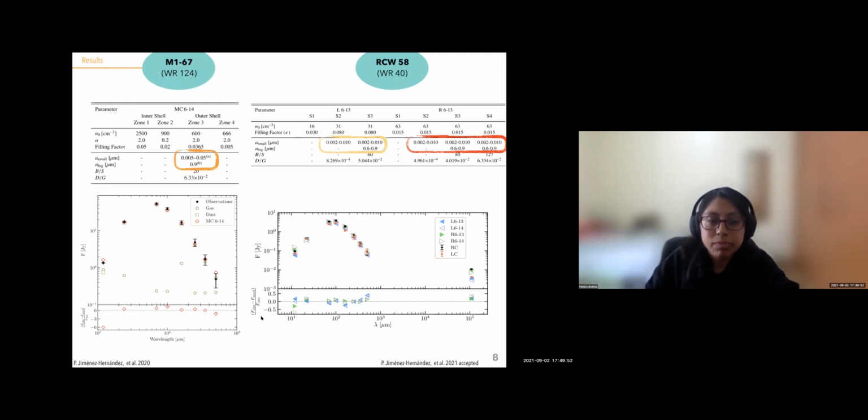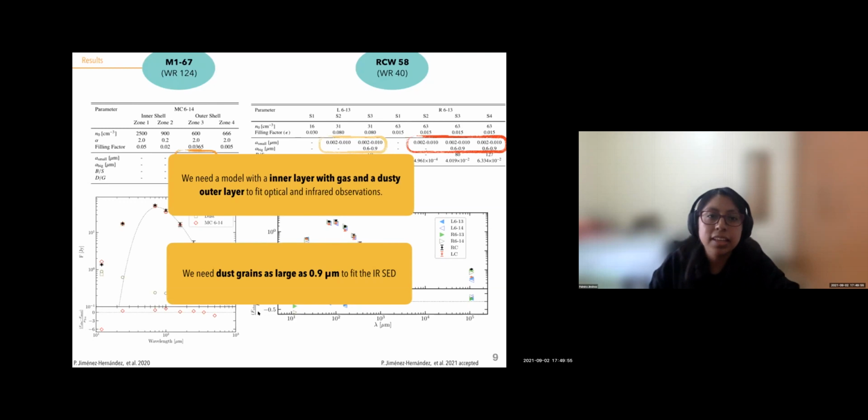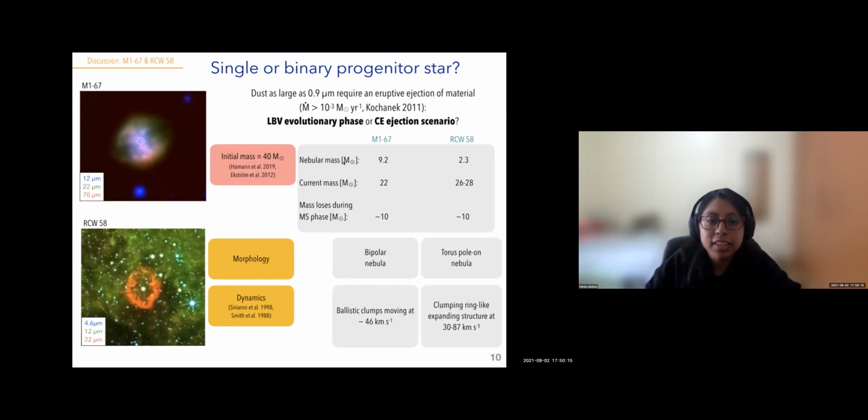Okay, then from our models, we can conclude that we need an inner layer with only gas and a dusty outer layer in order to fit the optical and infrared observations. Furthermore, in order to fit the infrared data, the dusty shell needs dust grains as large as 0.9 microns. This maximum grain size of 0.9 microns supports an eruptive scenario for M1-67 and RCW 58 for their formation.